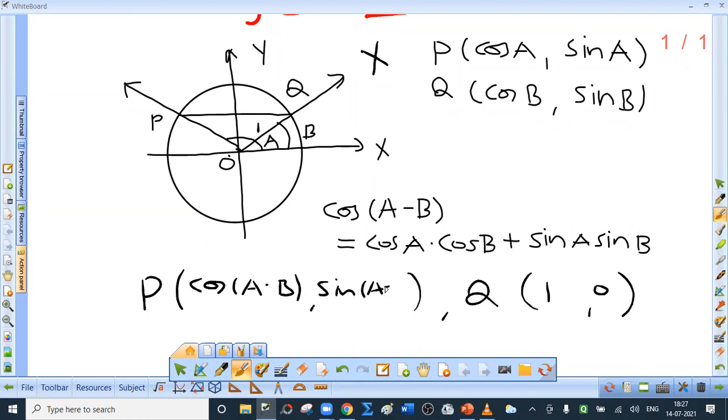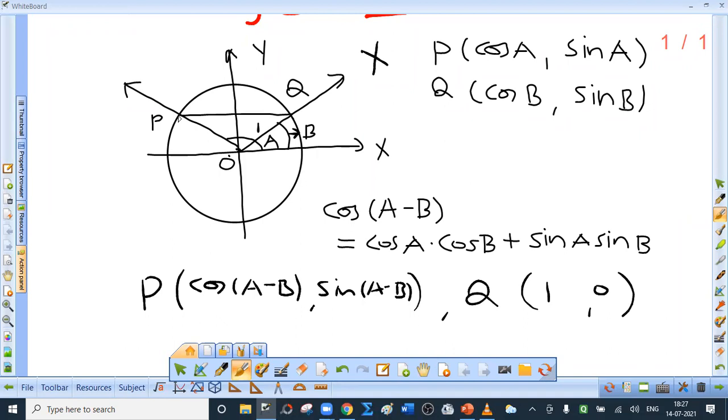I repeat this part. See, x coordinate is always r cos theta, but r is 1. So cos theta. Now what is theta? Angle QOP. Angle QOP is angle XOP, which is A, minus angle XOQ, which is B. I hope this is clear to you. See, this angle is B. And therefore coordinates of P will be cos of A minus B, sine of A minus B, and Q will be (1, 0).